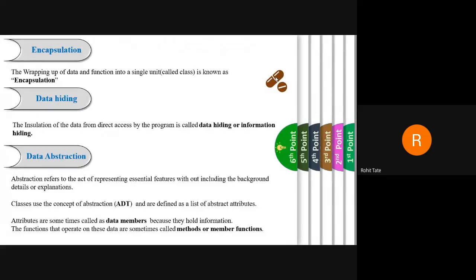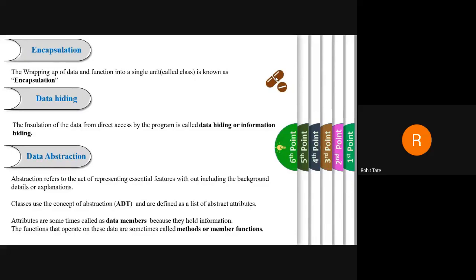Now, classes use the concept of abstraction and are defined as a list of abstract attributes such as size, weight, and cost, and functions to operate on these attributes. The attributes are sometimes called data members and the functions member functions.